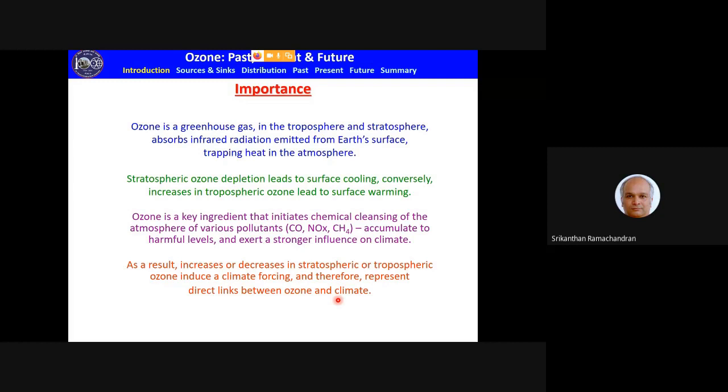Ozone is also a key ingredient, the species that will initiate chemical cleansing of the atmosphere of various pollutants, including carbon monoxide, nitrous oxides, and methane, which are harmful to both health and the climate. So they can accumulate to harmful levels and exert a stronger influence on climate. As a result, increases or decreases in stratospheric or tropospheric ozone induce a climate forcing, which can change the climate and therefore establishes the direct link between ozone and climate.